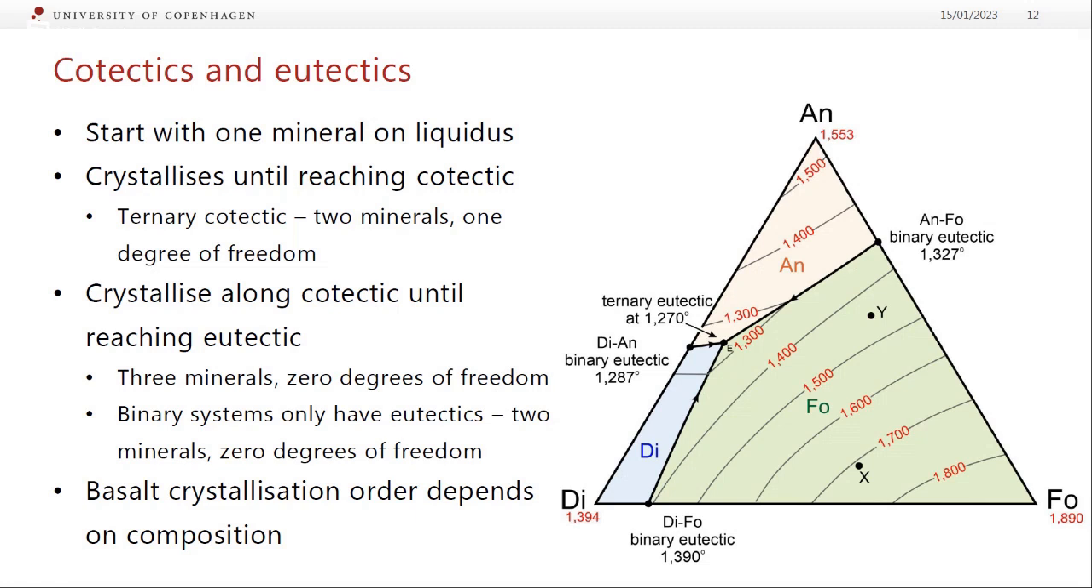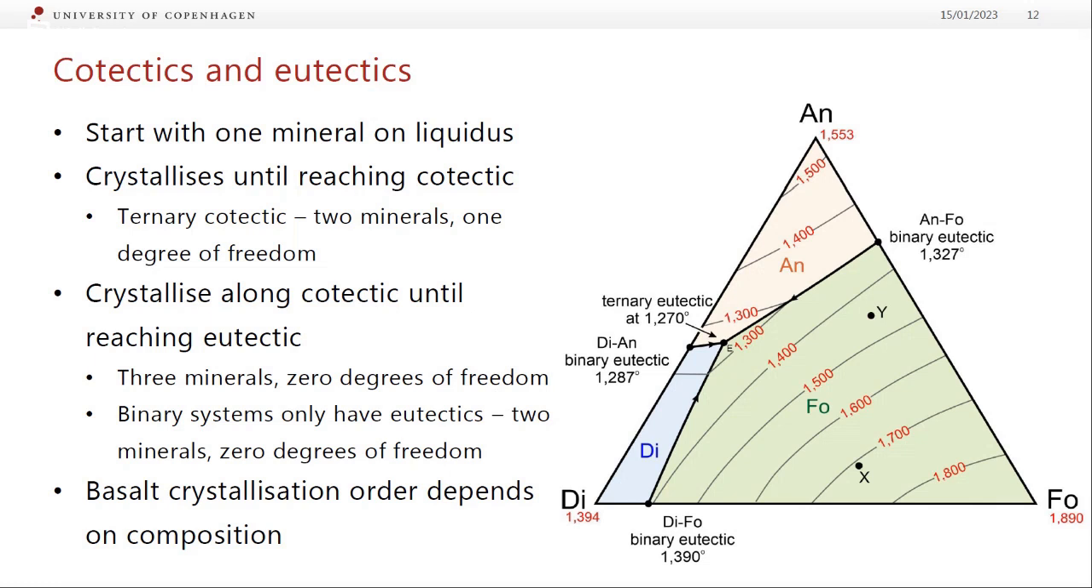For ternary diagrams, we have an extra component. So from the Gibbs phase rule, we can see we hit the liquidus, and there's usually just going to be one mineral crystallizing. Now that can exist at a range of temperatures. It can exist at a range of, in this case, diopside or forsterite contents, and a range of forsterite or anorthite contents. So we have 3 degrees of freedom.